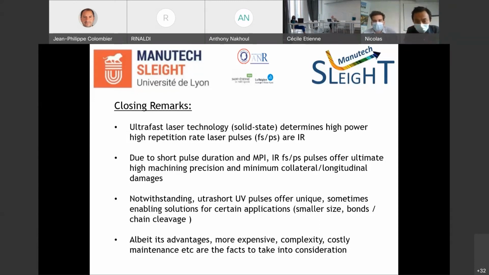And as Nicolas COMPERE explained, although we have advantages of using UV ultra-short laser pulses, it's very often more expensive, technologically more complex, and quite costly for maintenance. There are more factors to be taken into consideration before we really deploy UV ultrafast laser pulses.